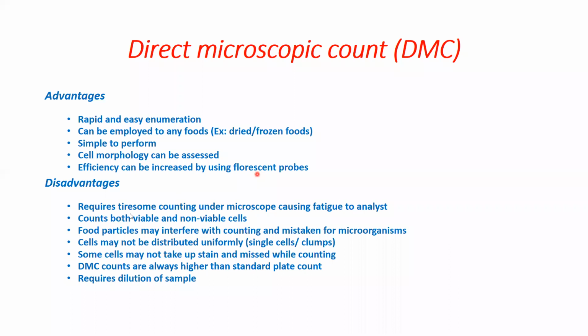What are the disadvantages? It requires tiresome counting under the microscope, causing fatigue to the analyst. We require a lot of time to count, so we will get tired counting. It counts both viable as well as non-viable cells. The difference is that viable cells are those we can culture, and non-viable means we are not able to culture them. So that is a disadvantage of direct microscopic count: we count both viable and non-viable. Then, food particles may interfere with counting and be mistaken for microorganisms.